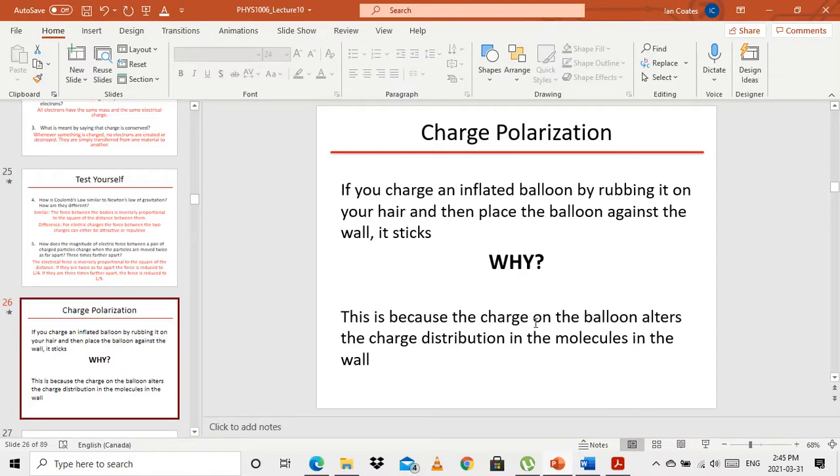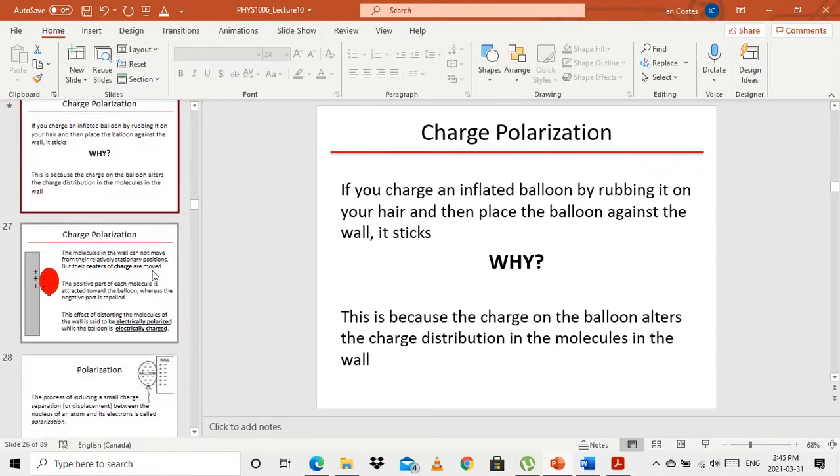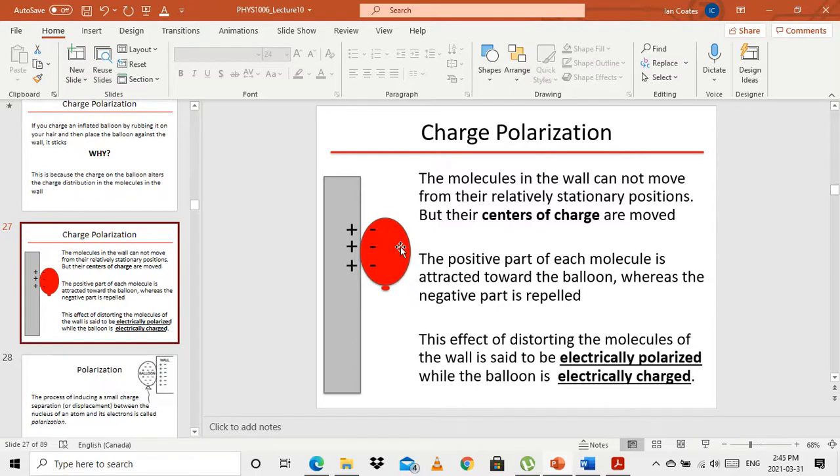Charge polarization. If you charge an inflated balloon by rubbing it on your hair and then place the balloon against the wall, it sticks. Why? This is because the charge on the balloon has changed the charge distribution in the molecules in the wall. You see, the balloon has accepted more electrons, so the balloon is very negative. All right? And you have a look here. You just rub the balloon against your hair. Okay, it just took all these electrons from your hair, so the balloon is negative.